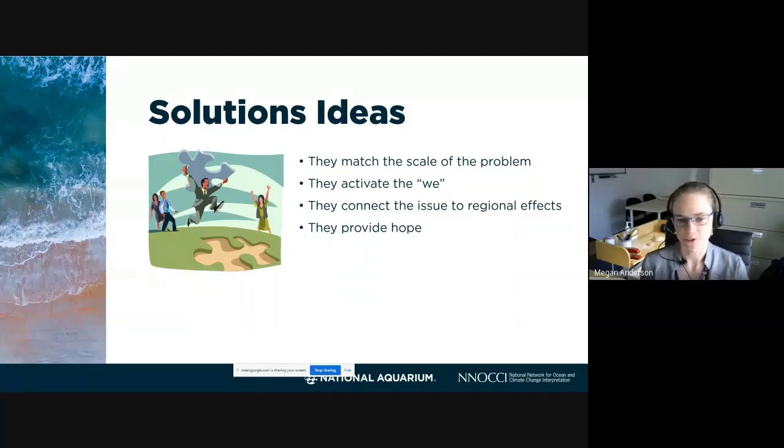Another thing to keep in mind with solutions is that they have to match the scale of the problem. The one caveat is that it depends on the age. If you're talking to really young kids, you're not going to tell them to vote or do a community level project. You're not going to tell that to a 4-year-old. So you do have to match the solutions a little bit to the age. For a 4-year-old, turning off their lights is probably a good step.